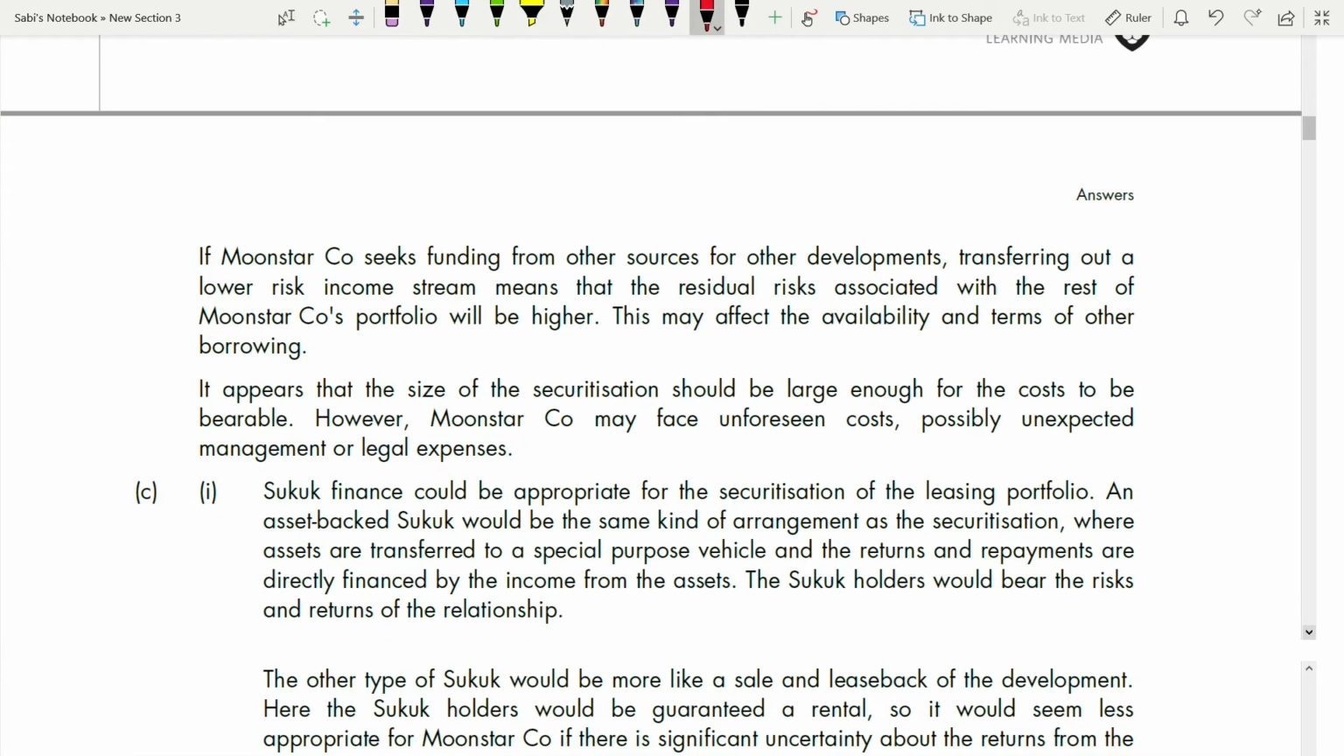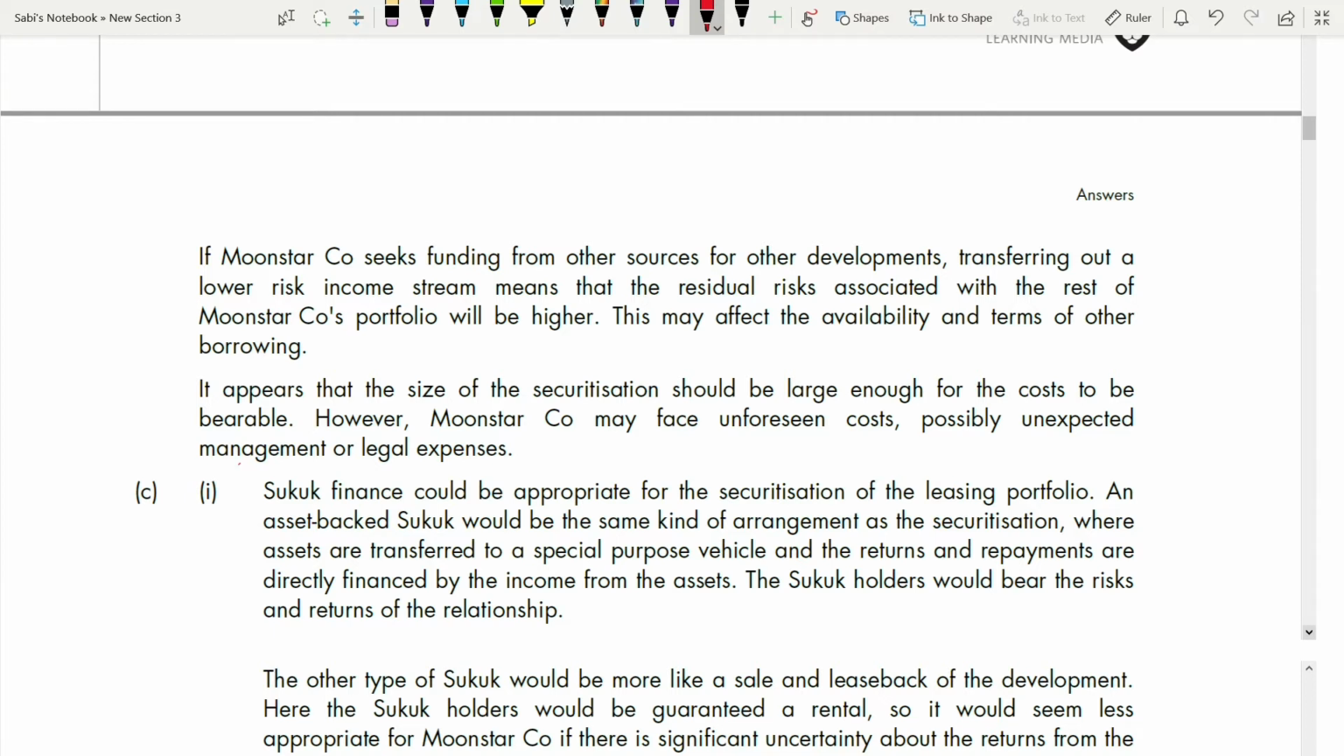If Moonstar seeks funding from other sources for other developments, transferring out a lower risk income stream means the residual risk associated with the rest of Moonstar's portfolio will be higher. So this is a risk, right? This may affect the availability and terms of other borrowing. It appears that the size of the securitization should be large enough for the cost to be bearable. However, Moonstar may face unforeseen costs, possibly unexpected management or legal expenses.